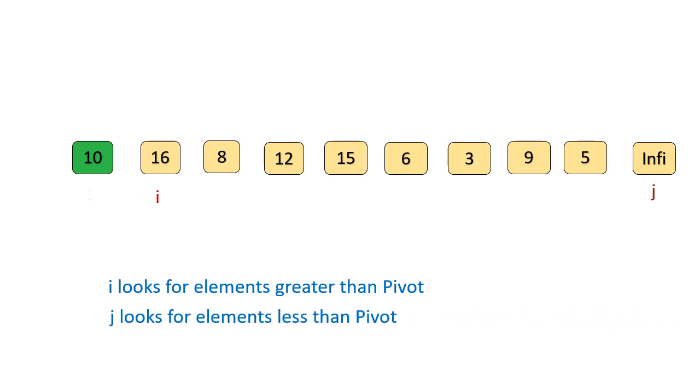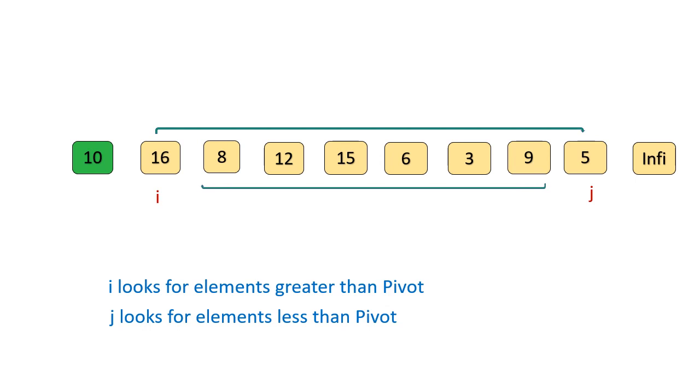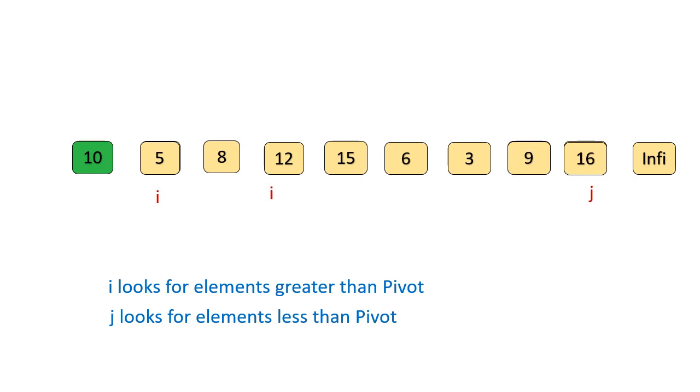i starts looking for greater elements, finds 16. j starts looking for smaller elements, finds 5. When both find their corresponding numbers, they swap their positions: 5 goes to the position of 16, and 16 to the position of 5. This process continues. i looks for a greater number, finds 12. j looks for a lesser number than 10, finds 9, and then these elements swap their positions.